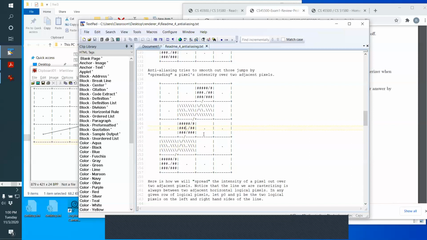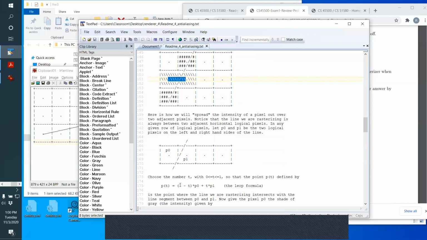Now that's what Lerp does for you. Lerp says, if you're 3/4 of the way between those two logical pixels, this one gets 3/4 of the light, and this gets 1/4 of the light. If you're 1/4 of the way between those two logical pixels, you're closer to this one, so this one should get the weight. And then that's this Lerp formula here.